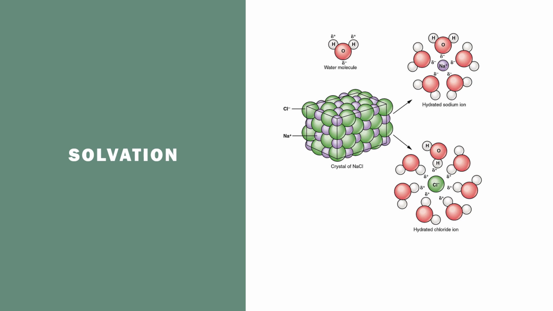Now, this picture is an example of an ionic compound being dissolved by water. It's sodium chloride. Water molecules are polar, and the hydrogens have a slightly positive charge, and the oxygens have a slightly negative charge. So the negative oxygen side is attracted to a positive sodium ion, and it surrounds it. Whereas the chloride, because it's negatively charged, is surrounded by the positive hydrogen partial charges.